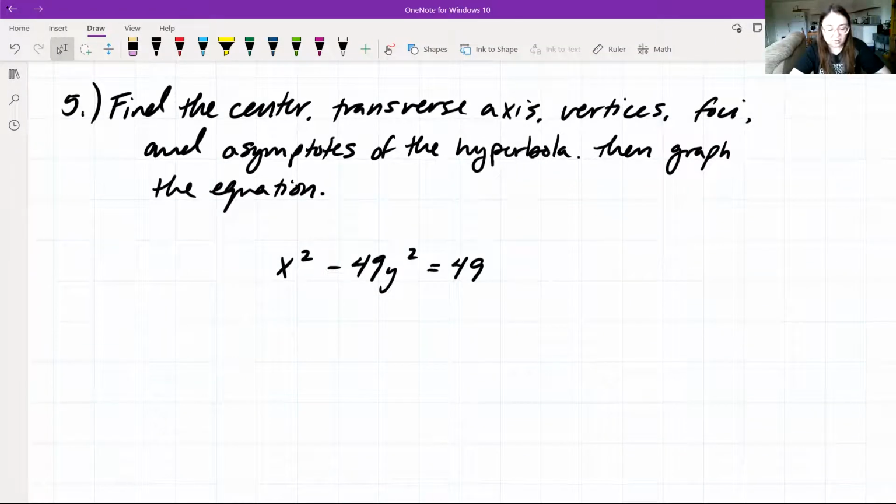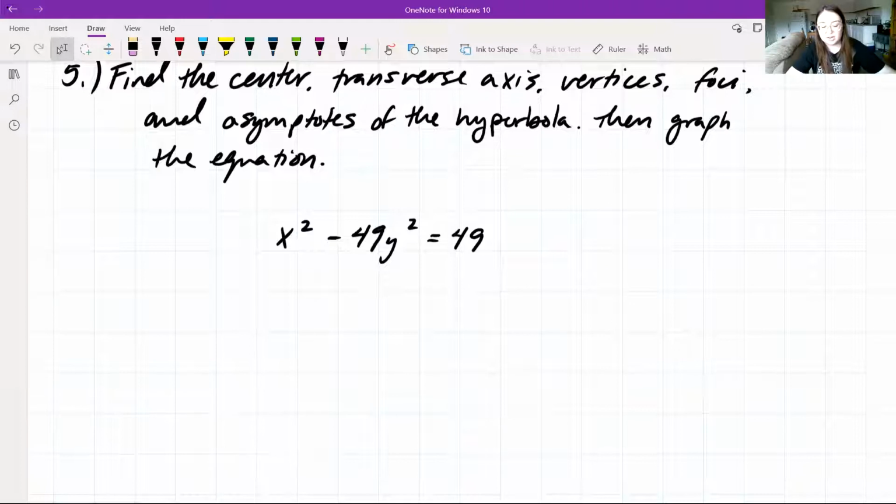So starting with this problem, we know that it is going to be a hyperbola, stated to us in the problem, and we know that we need to find the center, transverse axis, vertices, foci, and our asymptotes. So if we have this equation, x squared minus 49y squared is equal to 49, the first thing we want to do is put this in proper form.